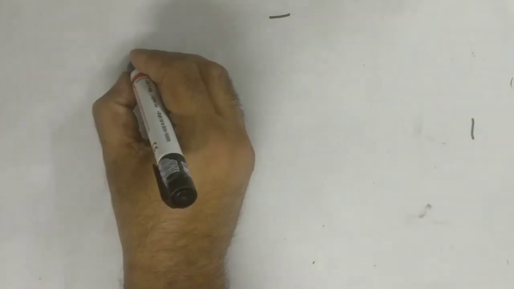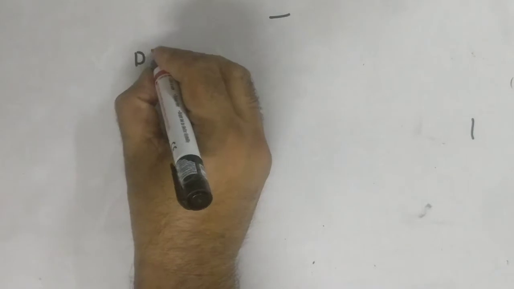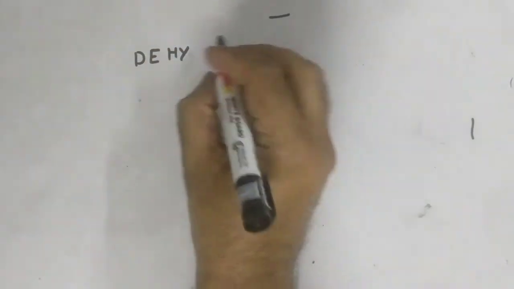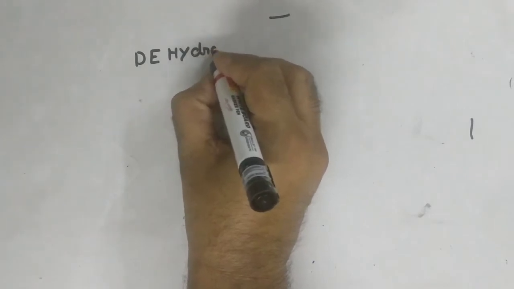Morning students. So today we are going to discuss one of the chemical properties of haloalkanes. Yesterday, if you remember, we discussed chemical properties of haloalkane, namely reaction with metal. Today we are going to start with the second property of haloalkane, which is called dehydrohalogenation.